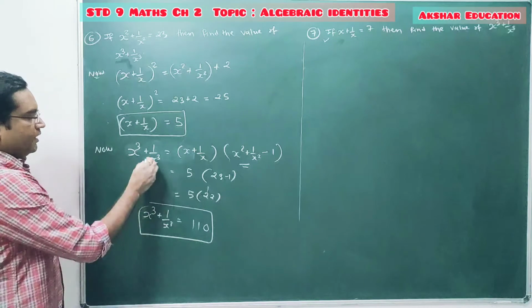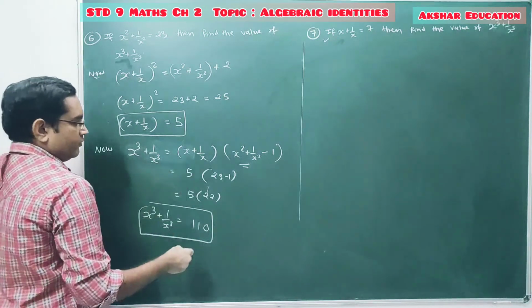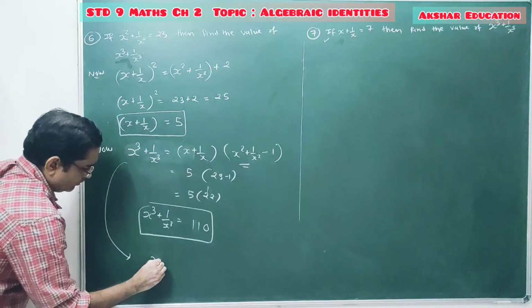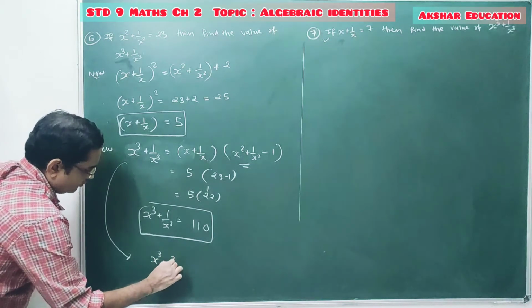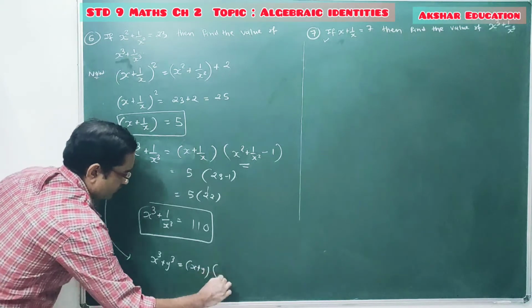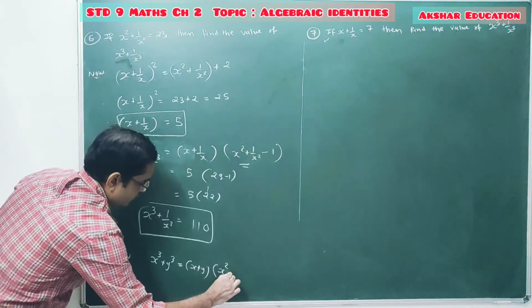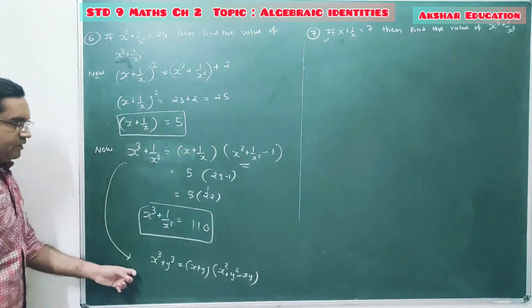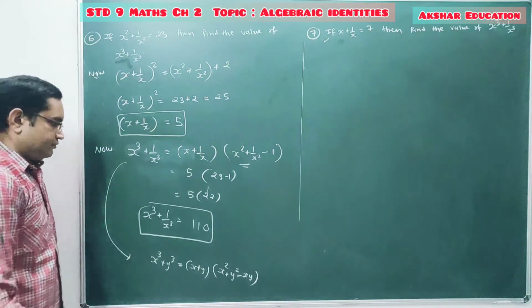Clear friends? x cube plus 1 by x cube. Which identity is there? Here we are using the identity: suppose x cube plus y cube is given, so it is (x plus y) times (x square plus y square minus xy). Done? Apply this identity over here.